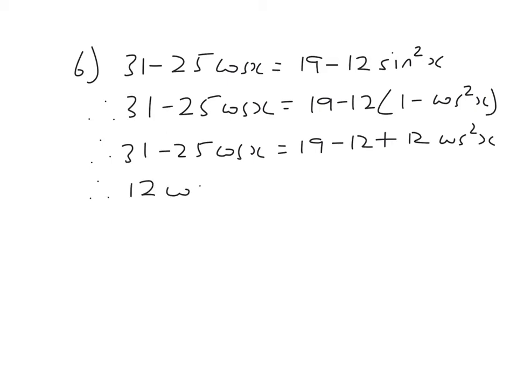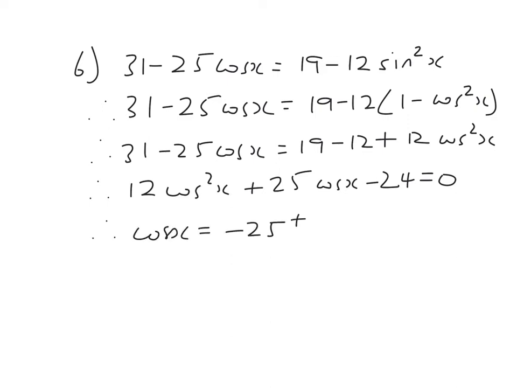I've got 12 cos squared x. I'm going to have plus 25 cos x, and I've got 7 there, minus 31, so that's minus 24 equals 0. Unfortunately this doesn't factorise, so let's write cos x is minus b plus or minus the square root of b squared minus 4ac. 4 times 24 times 12 works out to be 1152.